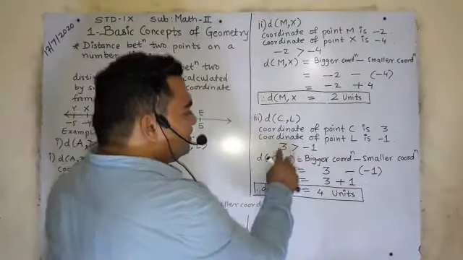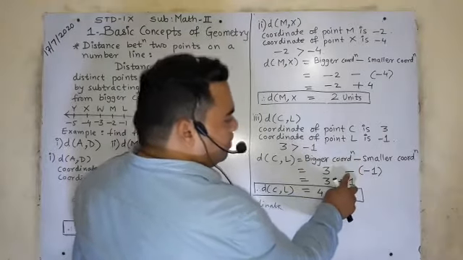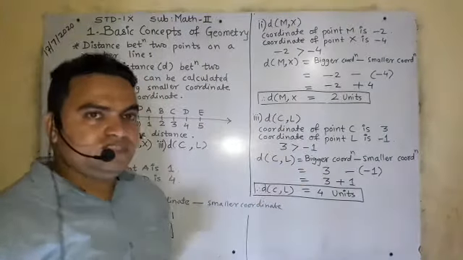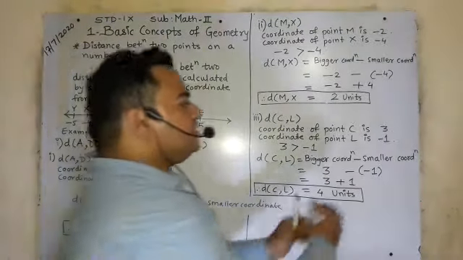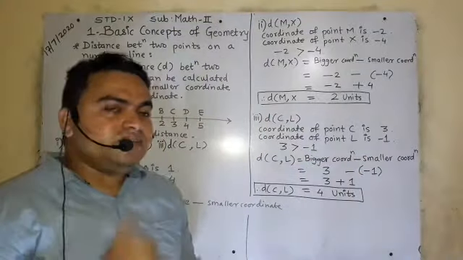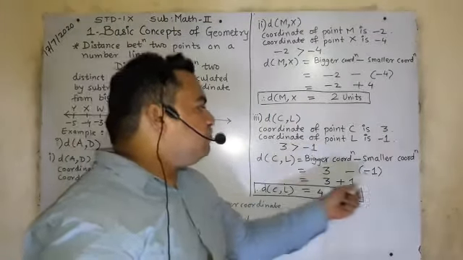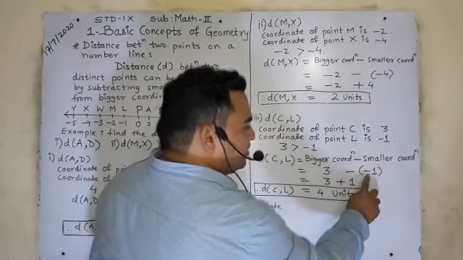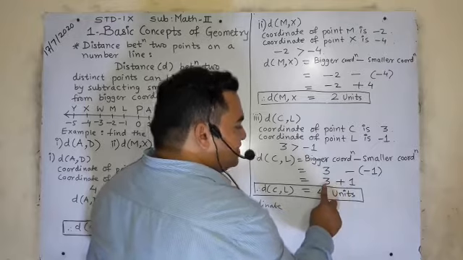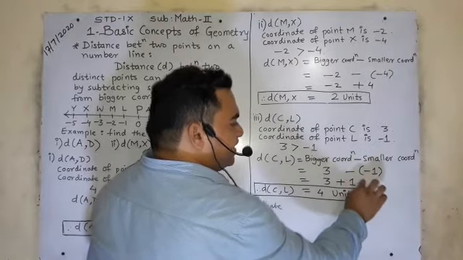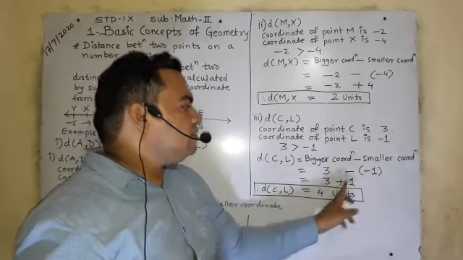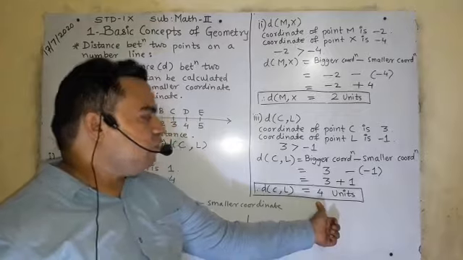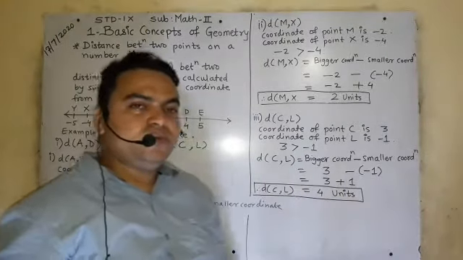Which is your bigger coordinate? 3. I will write 3. The sign of formula is minus, but smaller coordinate is already in negative. That's why I will put in bracket. Keep in your mind, when the number is in negative, keep it in bracket. Okay, so this minus multiply by minus will be plus. So 3 as it is, minus multiply by minus, this bracket means multiplication. Minus multiply by minus is equals to plus, and 1 as it is. So 3 plus 1 is 4. 4 what? Units. I hope you understood this.